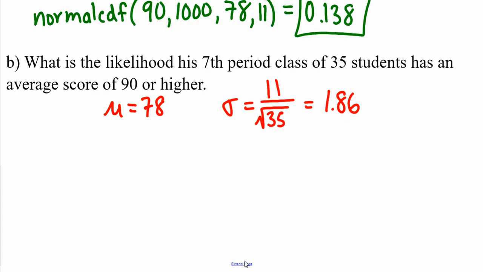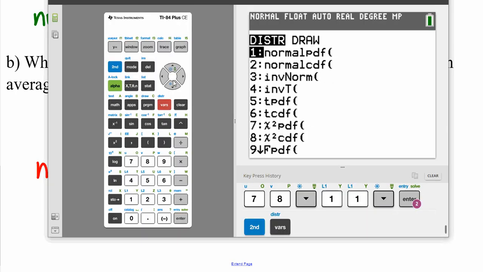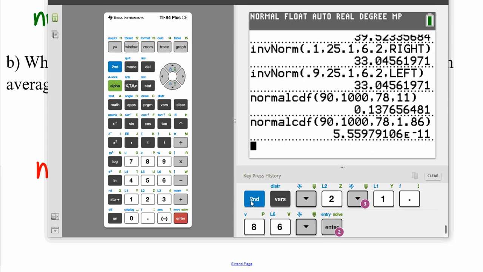Okay, now I'm going to find the probability. Normal CDF. I want the average to be 90 or higher, so 90 up to technically 100, but let's just say 1,000, or just pick a big number. 10,000 is definitely big enough. Average is 78, but now your standard deviation is much smaller. It is 1.86 because we're talking about the distribution for averages. So I run almost the exact same calculation. The only difference is I need to change the standard deviation to be 1.86, and my probability is going to be very small. That is essentially 5.5, so that's like 6, if I round to the nearest integer.